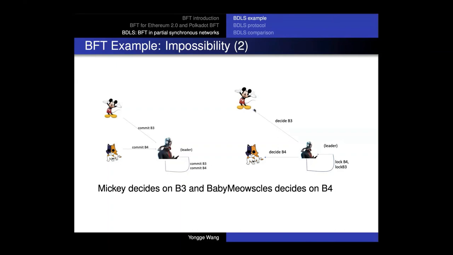After that, he said, ask Mickey to decide on B3 and ask Baby Master to decide B4, because he can't decide both. And that's, you know, if we have only three participants, obviously, this bad guy can make the system work in such a way that Mickey and Baby Master, they are all good guys. But they agree, they think the next official block will be, he will think B3 and he will think B4. That essentially means the system will not work. The system will not work and we got a fork.